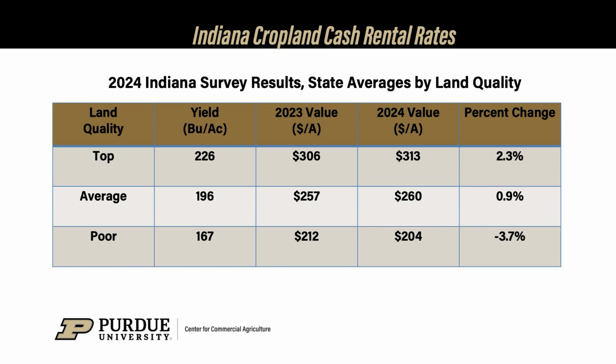For 2024, top quality land had an average cash rent statewide of $313, which is a little bit higher than $306 the year before. For average, we're at $260, just a smidge higher than $257 the year before, and poor is $204, which is down just a little bit from $212. The other thing I noticed is that people really pay attention to $25 increments, right? So we're just above 200, a bit above 250, and a little bit above 300 at the state level.